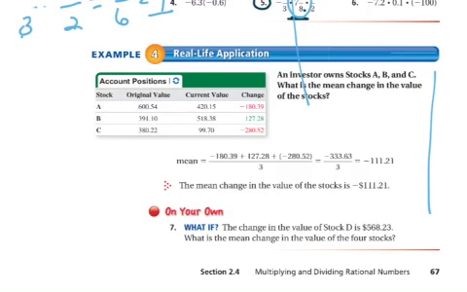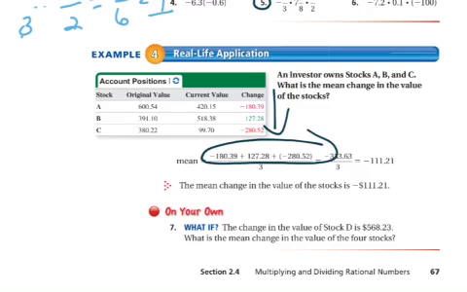Then you have a problem here that's a real world problem. They have here an account position. It just says that your stocks are A, B, and C. What is the mean change in stocks? So again, mean is you add them up and divide by the number that you have. Here, you can see they added up all of the numbers in that column, and then they're going to divide by 3 because there are 3 numbers. They end up with an answer of a negative 333.63 over 3, and when you simplify, it's negative 111.21.